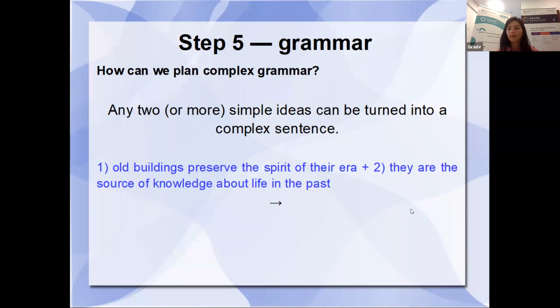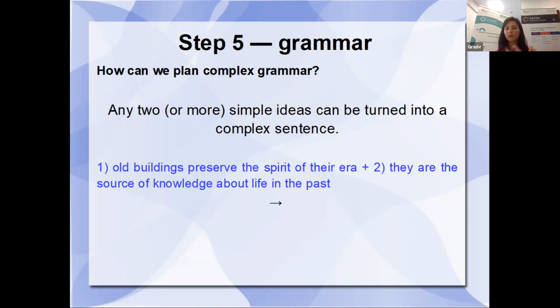Let's try doing it ourselves. So old buildings preserve the spirit of their era, and they are the source of knowledge about life in the past. How would you unite this? What will you use? But moreover is a new sentence, Mikita. Be careful here. So you probably want to put moreover here, but it will be two simple sentences. Not only, interesting. We can use since. Yes, I like this idea.